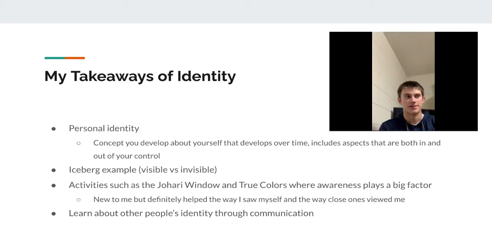And like we learned, this is similar to the iceberg example, where you have things that are visible and invisible to you, and I think activities such as the Johari window activity and the True Colors activity really helped me to figure out what I already know and what other people, especially people that are close to me, viewed as my character traits. And another big part of identity is that I think the only way we can learn about identity is through communication and exposing ourselves to new things. So, in order to learn about people and their backgrounds, we have to communicate.